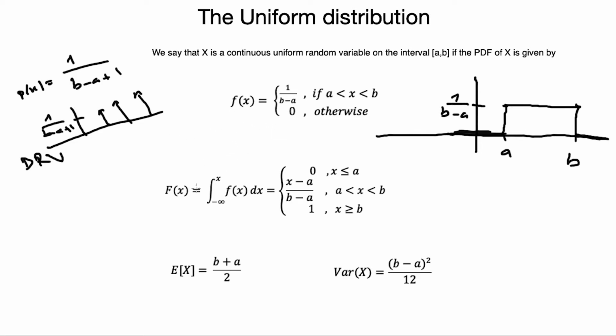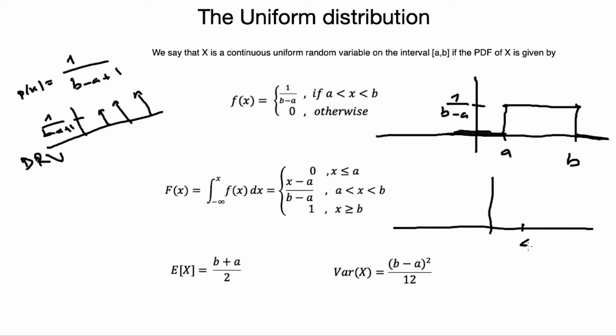The CDF of the uniform distribution in the case of continuous random variables is the integral from negative infinity to x of f(x) dx. So it equals 0 for x less than or equal to a, and (x minus a) over (b minus a) for x between a and b, and 1 if x is bigger than or equal to b. And its graph is given like that.